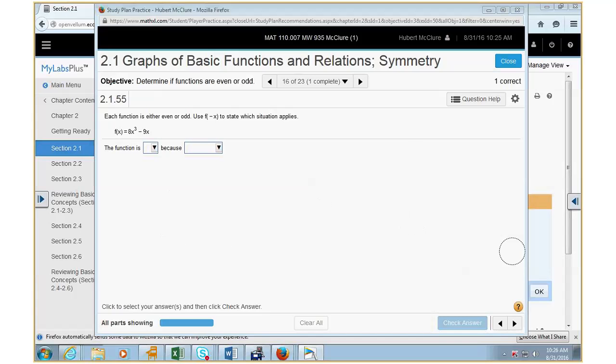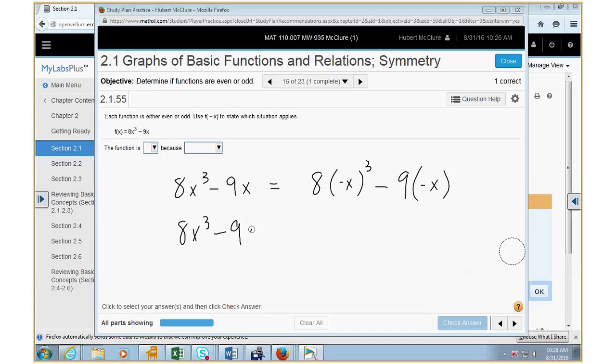So our function is 8x cubed minus 9x. So I'm going to go over here and I'm going to say 8 parentheses cubed minus 9 times parentheses. And I'm going to plug in what here? Negative x, and I'm going to plug in a negative x here. So listen, nothing changes over here. I'm just using it to test against. What is negative x cubed? Negative x cubed, so that's negative 8x cubed plus what?